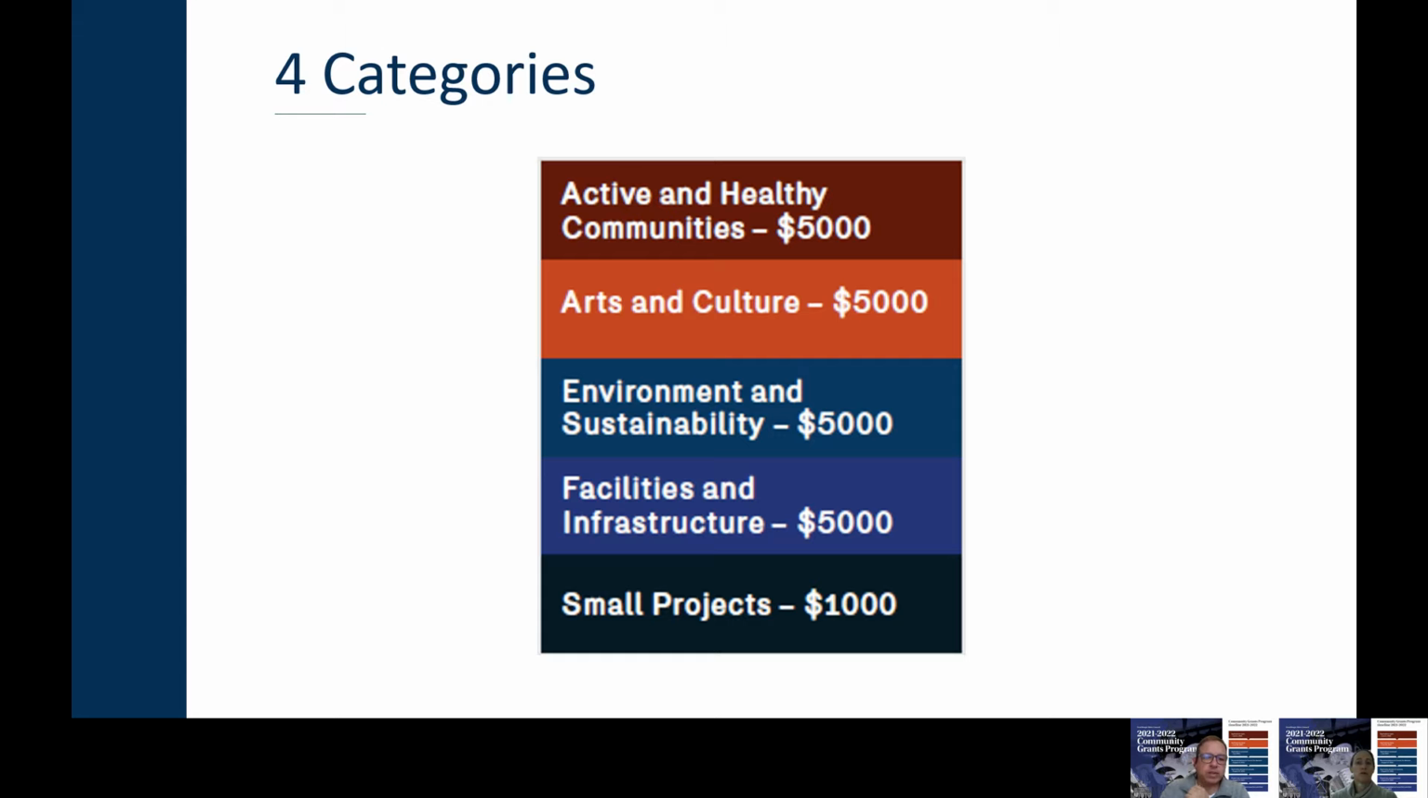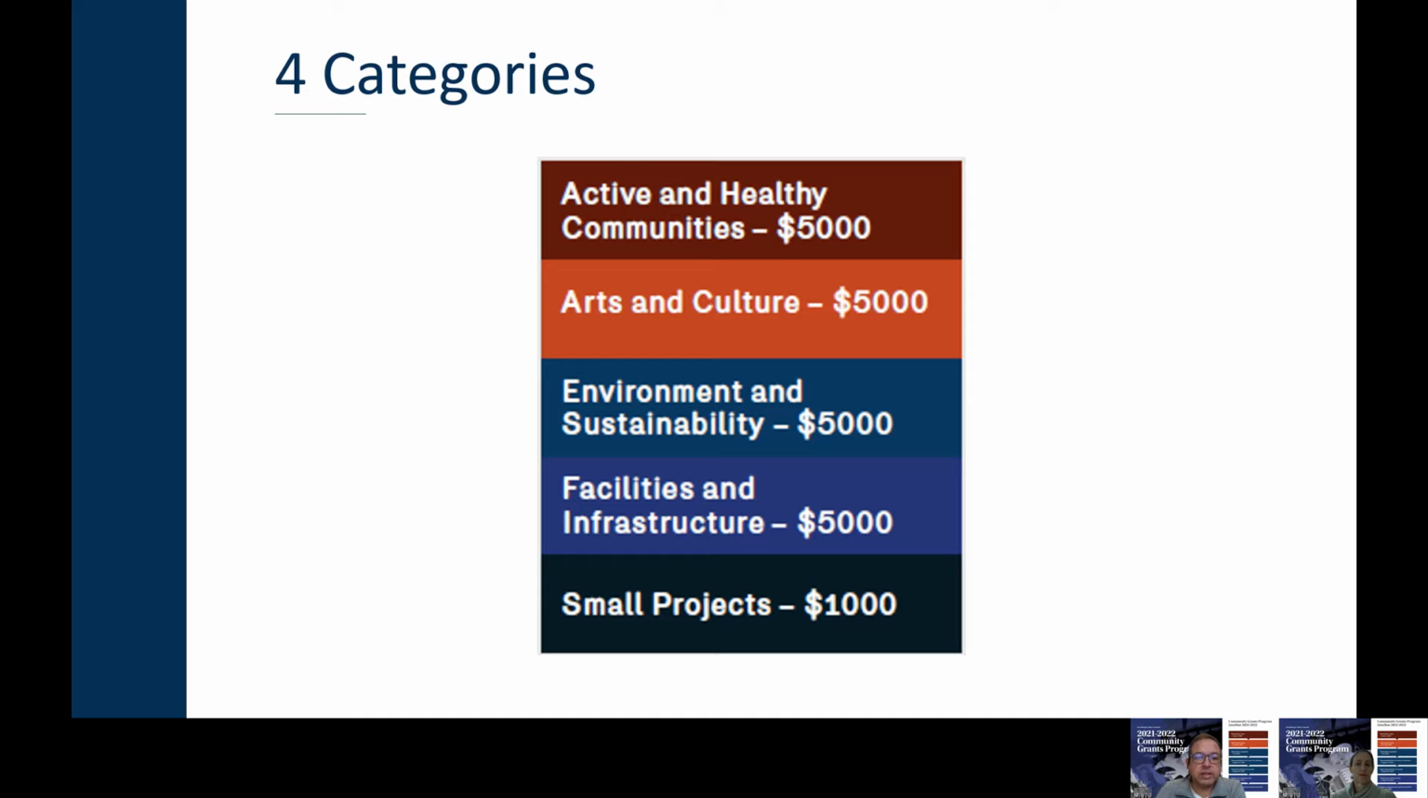So let's move down to environment and sustainability. This category is for environmentally sustainable projects that improve the natural and built environment. Some examples here, maybe improving the energy efficiency of a community facility, a conservation and climate change project such as landscape restoration or revegetation, sustainable transport initiatives, a community garden, or an education workshop that leads to behavioural change around environment and sustainability.